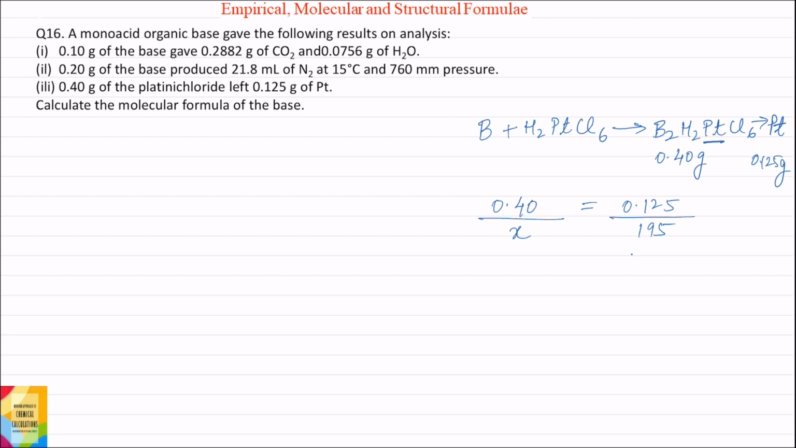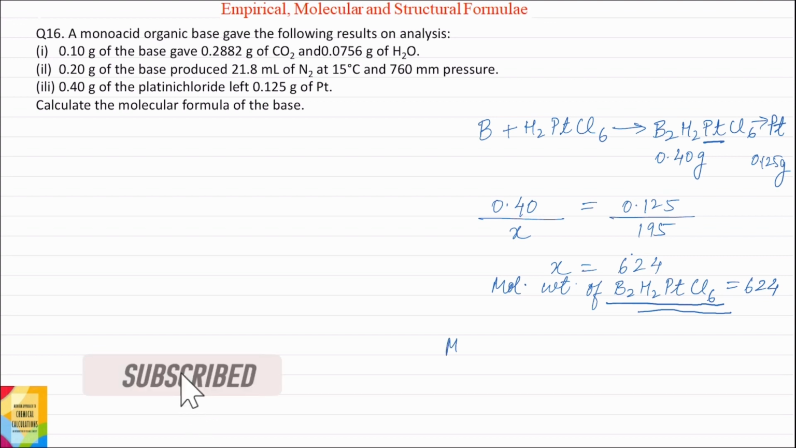सॉल्व करेंगे, सॉल्व करने पर molecular weight of platinichloride आ जाएगा. So molecular weight of platinichloride, that is X, will be equal to 624. So this is the molecular weight of B2H2PtCl6 and this is equal to 624. अब अगर हम molecular weight of B2H2PtCl6 में से molecular weight of H2PtCl6 subtract कर दें, तो we will get the weight of 2 moles of B. And dividing the weight of 2 moles of B by 2, we get the molecular weight of B.